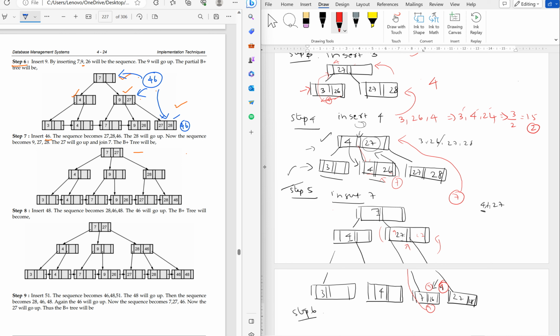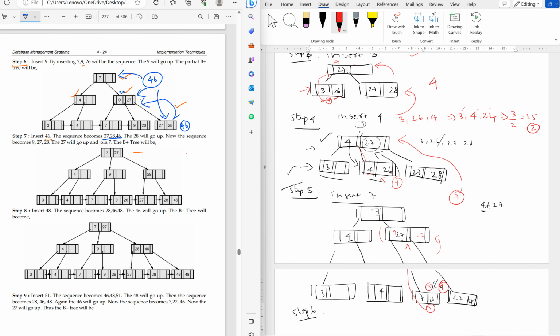So for this 27, 28 and 46 we are finding the median. So 27, 28, 46 will be coming. For this we are taking the median. So here the 28 will be going upside, that is this 28 will be going here. Since again already two elements are there, among these three we are finding the middle element, so that will be going upper.